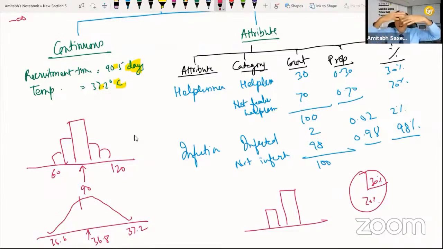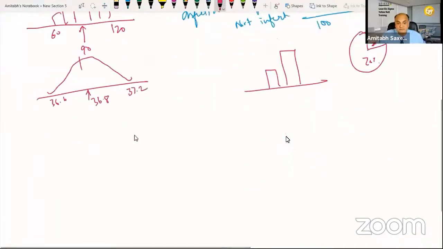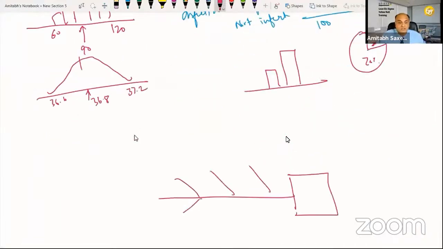And then when you are trying to correlate two data, again, there will be combinations like temperature and infection. Are they correlated? Helplessness and recruitment time, are they correlated? See, anything can be correlated with everything. We are statisticians. Later on, we would like to reduce the recruitment cycle time in the organization, right? Recruitment cycle time depends on a lot of factors. Lots and lots of factors.